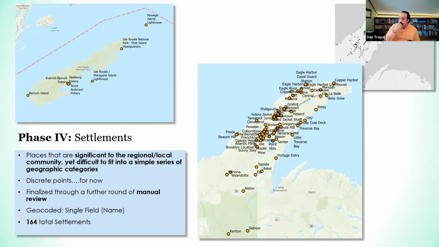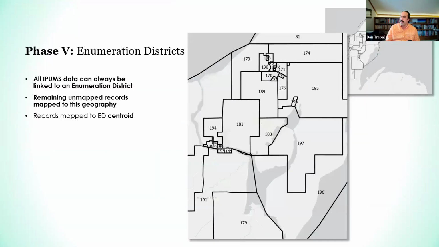We ended up with 164 of those settlements in our project area that we could geocode, we can map people to. Next slide. And then finally, the remaining people that couldn't be mapped to those first three went to their enumeration district, because everyone has an enumeration district number in their census record. So this was the catch-all that got us some data as a sort of plan B if nothing else worked out. And this is still more accurate than a township or a county or something like that. It puts them in a more discrete geographic location.